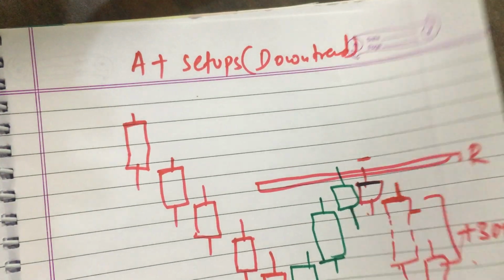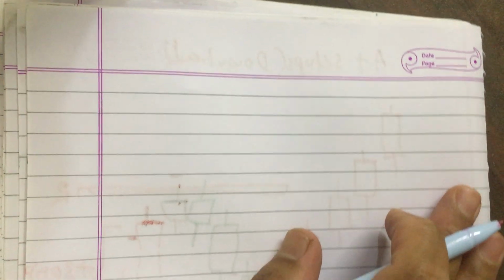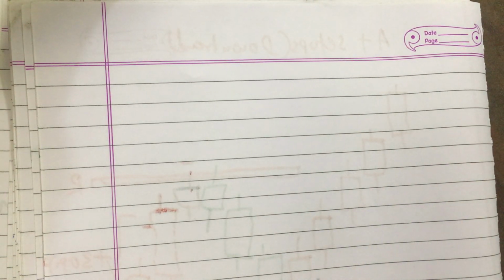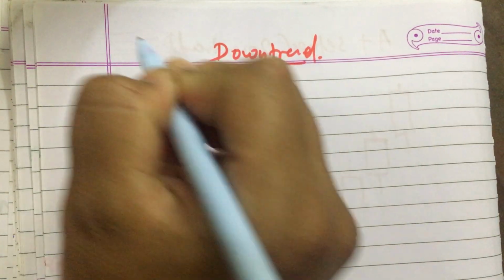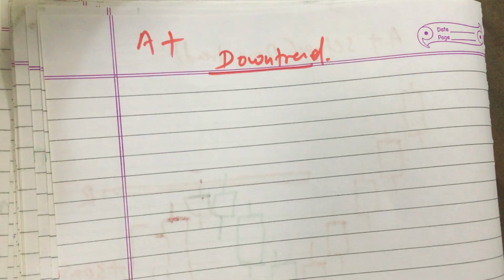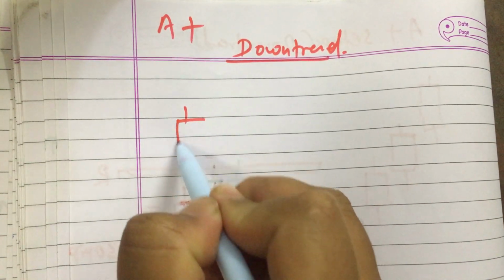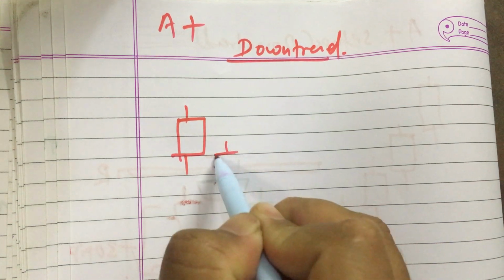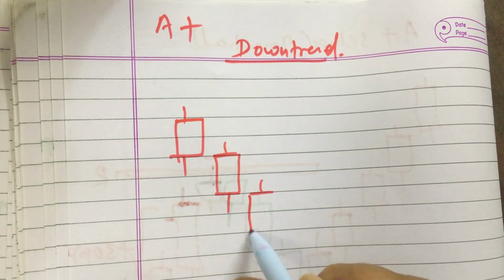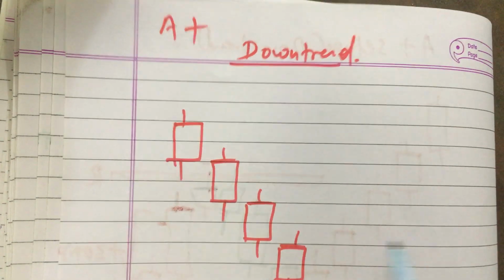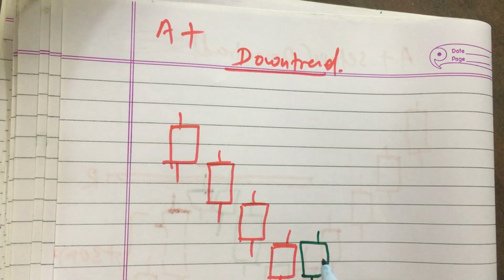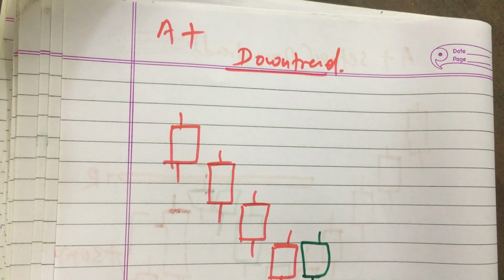The next setup that I'm going to talk about in a downtrend is something very interesting. A plus setups. If the candle printed bearish like this, another candle printed bearish like this, another candle also like this, and the next candle printed bullish, the support has been formed at this point.